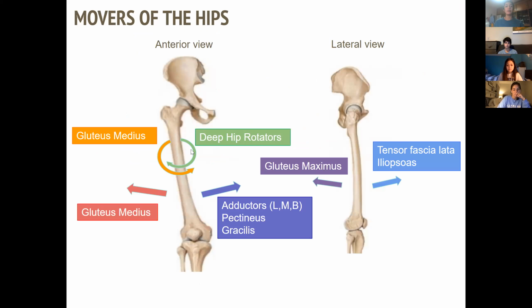So let's go ahead and get started by first just identifying the motion. So this should be easy peasy from Lab 4. What are the motions of the hip? So what is this green motion? What do we call that?